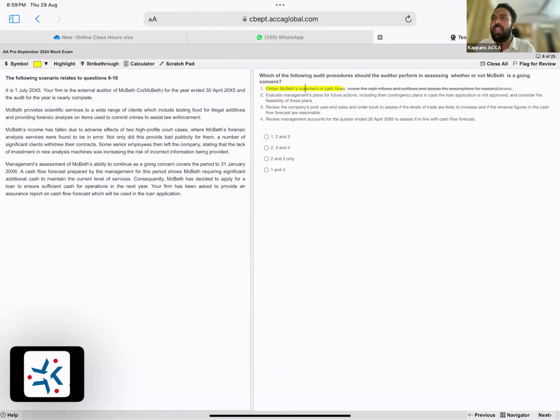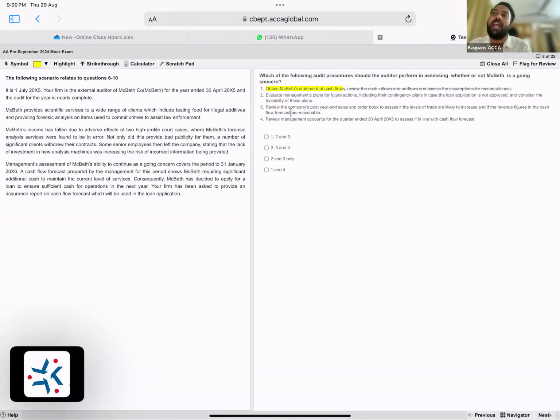But you have to understand, obtain Macbeth's statement of cash flows? No. The cash flow forecast statement is what the auditor will review. To test the going concern, the auditor will have to review the cash flow forecast and profit forecast, then review the inflows and outflows of the forecast to assess the reasonableness of the assumptions. Option number 1 is not stating forecast. It is stating cash flows. To assess going concern, cash flows is not what the auditor will verify. It will be the cash flow forecast. So option 1 is wrong.